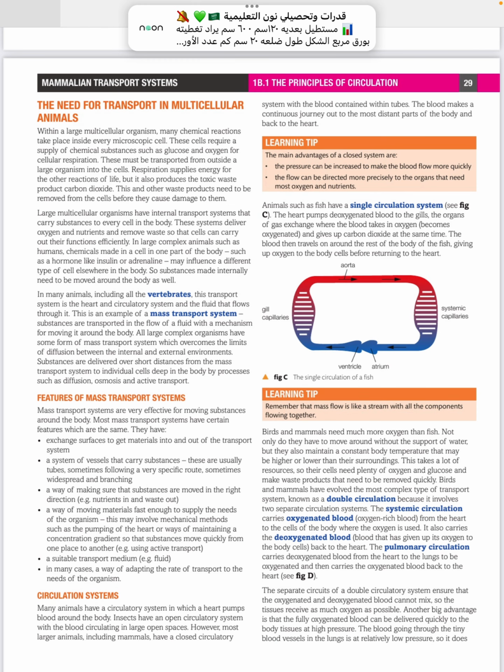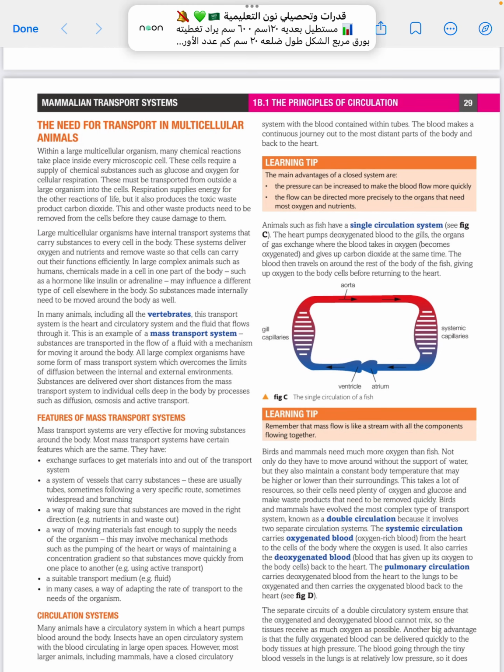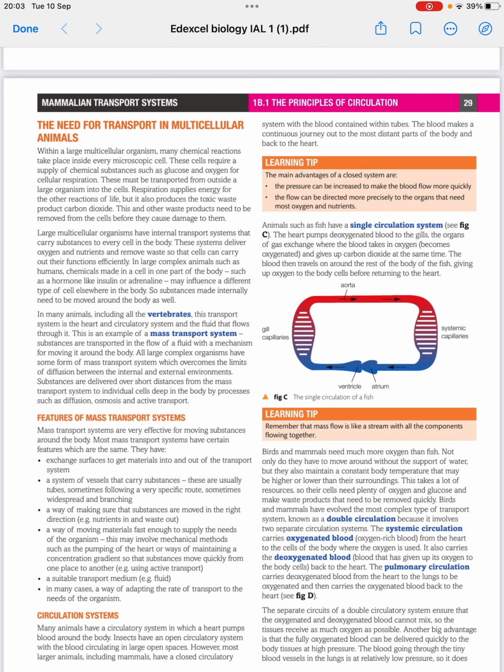So substances made internally need to be moved around the body as well. In many animals, such as vertebrates, this transport system is the heart and circulatory system and the fluid that flows through it. This is an example of the mass transport system. We're going to talk about the mass transport system in further detail soon, but now let's just talk about the transportation itself, which means that substances are transported in the flow of a liquid with a mechanism for moving it around the body.